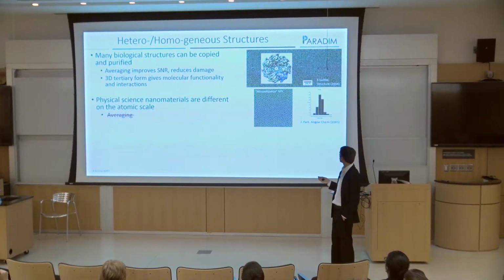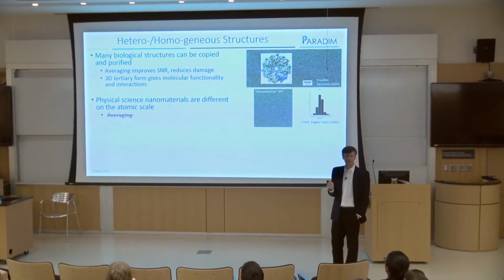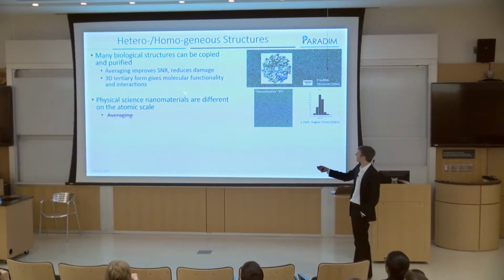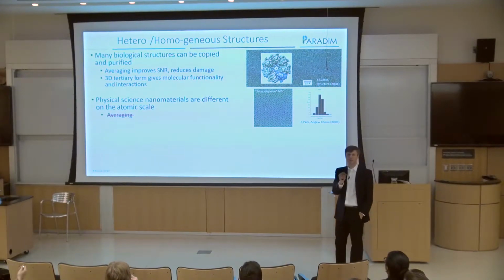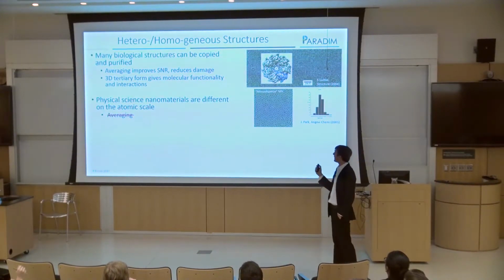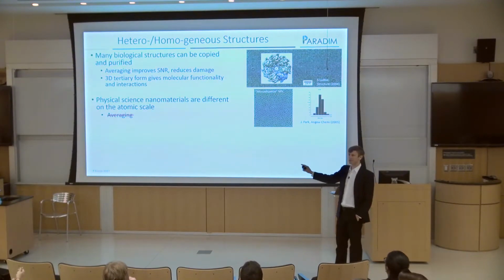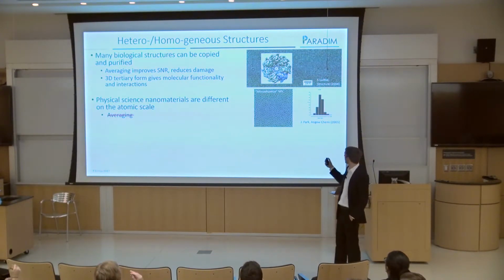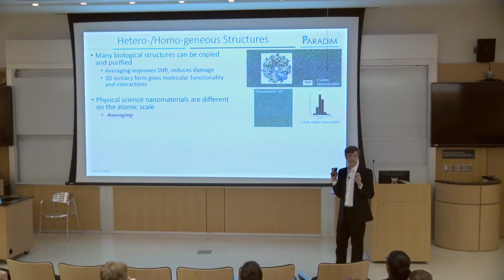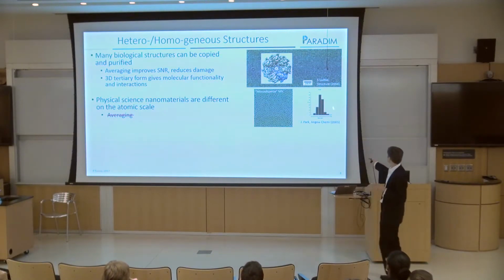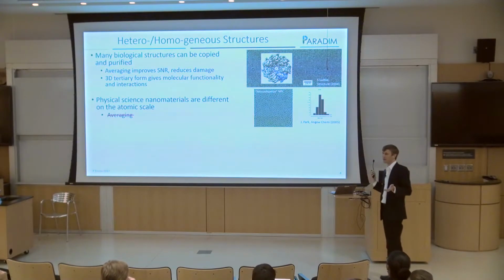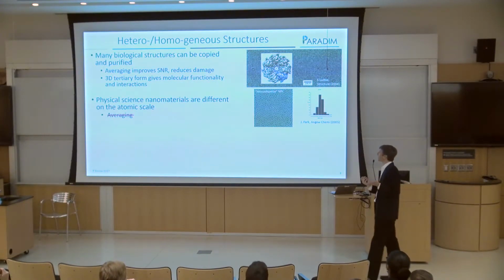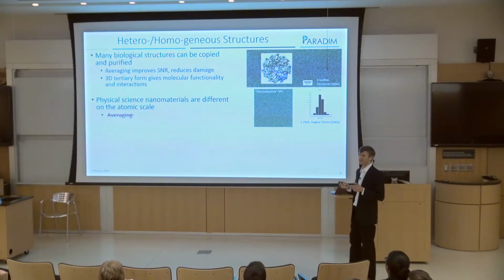So the problem in physical science is that we can't do that, because materials, nanomaterials, are different at the atomic scale. Every single one is a snowflake, okay? And that means averaging is pretty much right out. You can't figure out what these structures are just by averaging. And if you look in the literature, a lot of people will say they have monodispersed nanoparticles, okay? But then they show you this, which is their histogram of the sizes of those nanoparticles. Yeah, okay, they're monodispersed to a physical scientist, but not to a biologist. It's not the same level, okay?